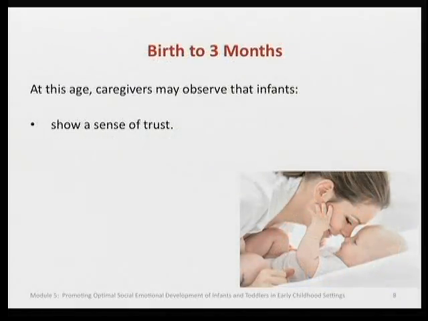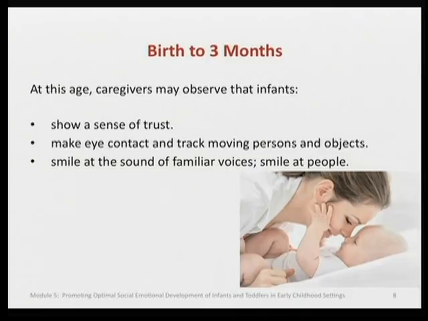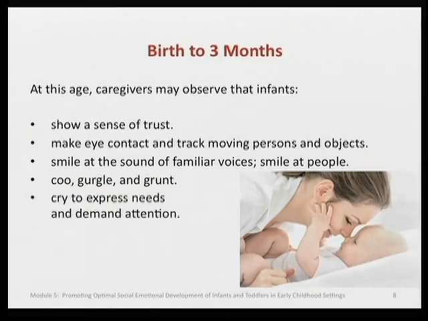Newborn infants enter the world ready to attach and respond to their families and other caregivers. During the first 3 months, caregivers may observe that infants show a sense of trust. They make eye contact and track moving persons and objects, smile at the sound of familiar voices, and smile at people, including strangers. Young infants will coo, gurgle, and grunt, and they cry to demand attention to their needs.